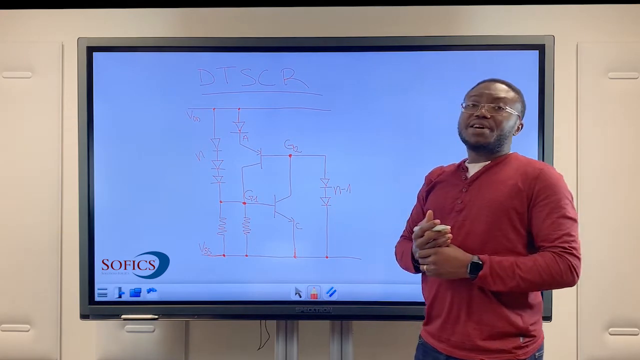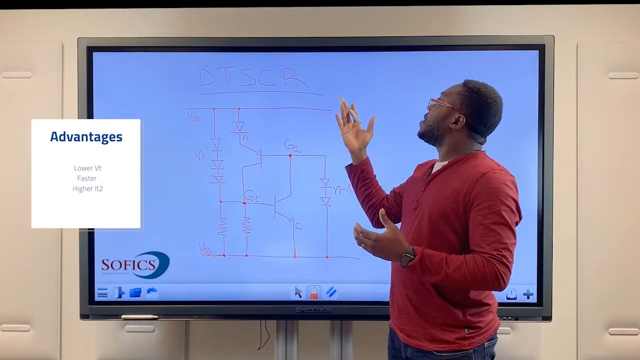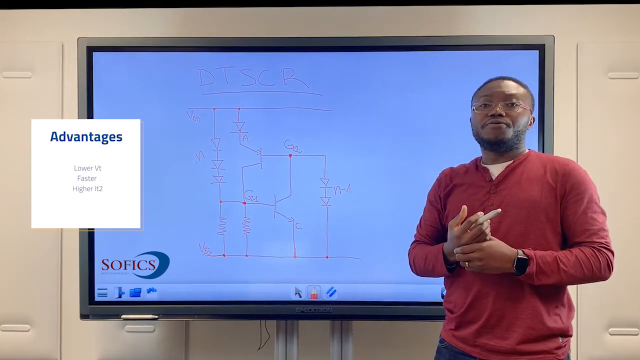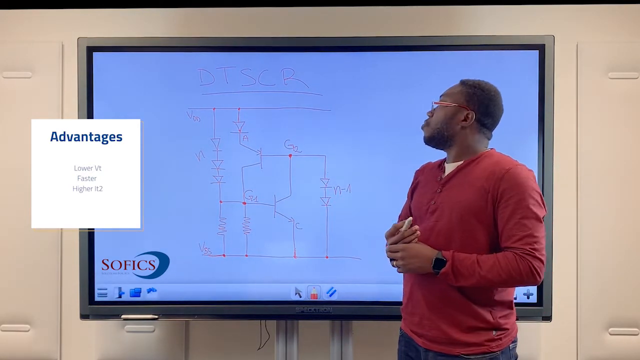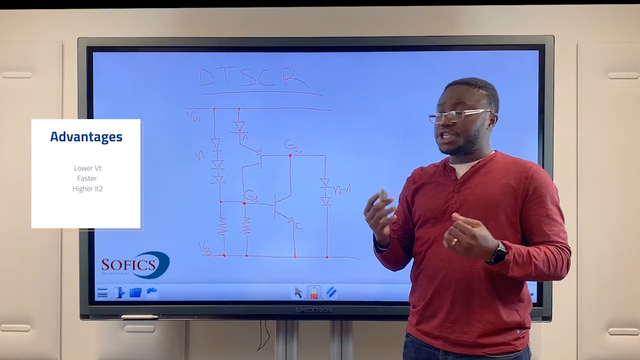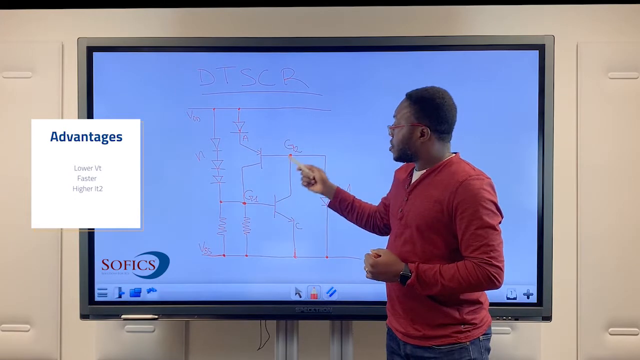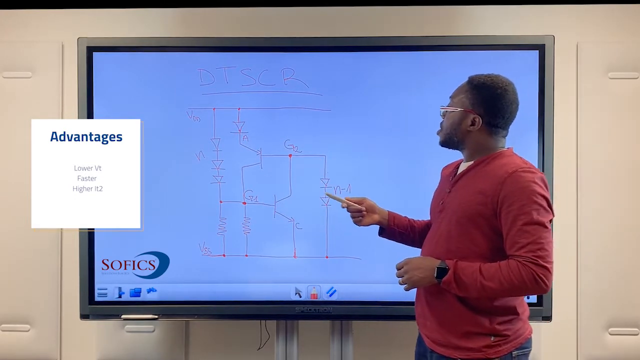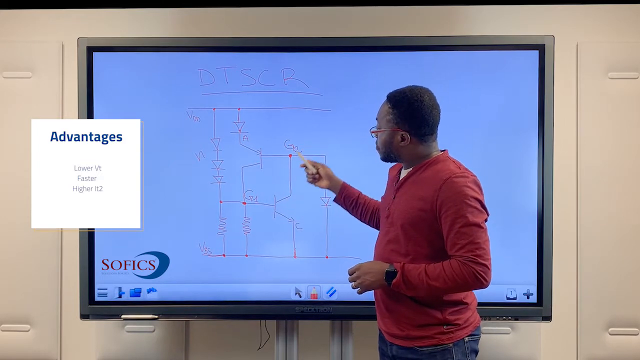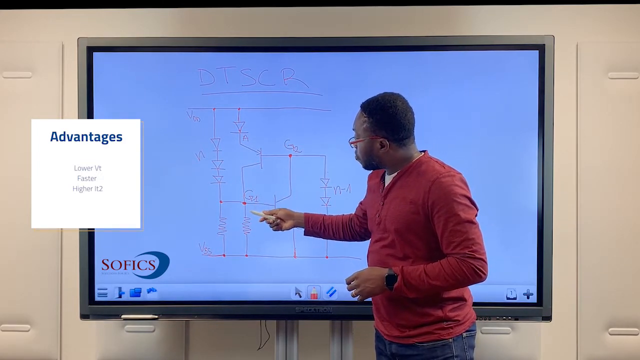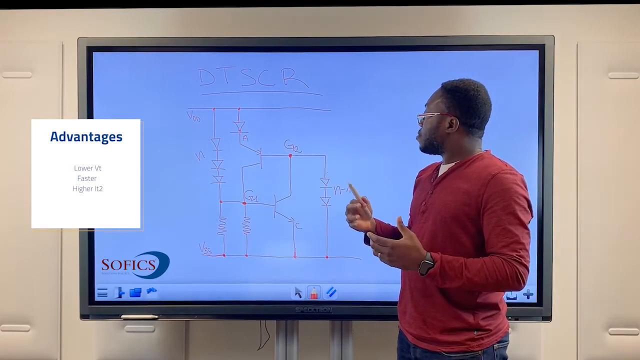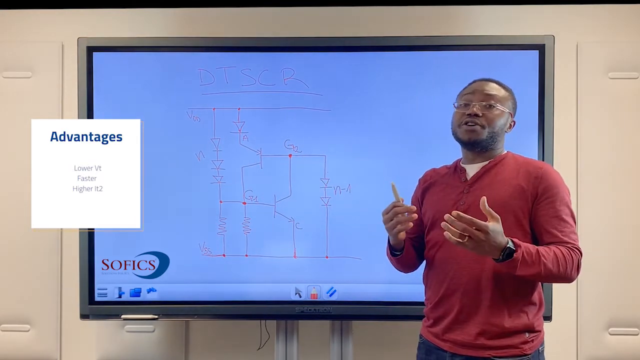So what are the main advantages of using a DTSCR? What are the main benefits of a DTSCR for an IC designer? Well, first of them is a lower triggering voltage. For a standalone SCR, typically the triggering voltage is determined by the breakdown of the intrinsic junction which exists between the G1 and G2 taps. Typically, for a specific technology, this can be of the order of about 15 volts.